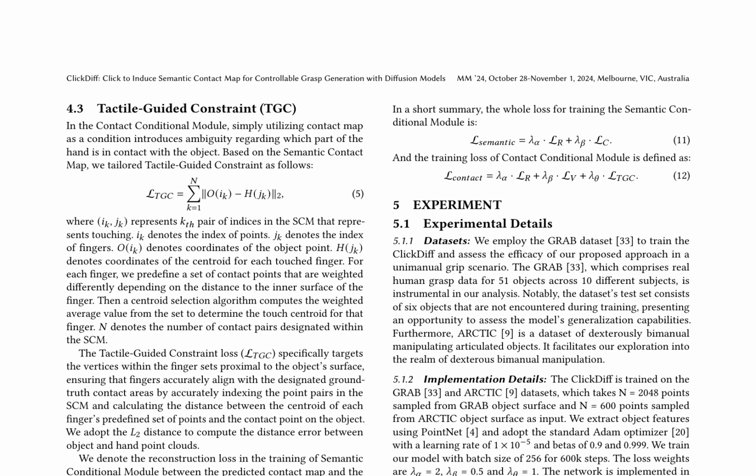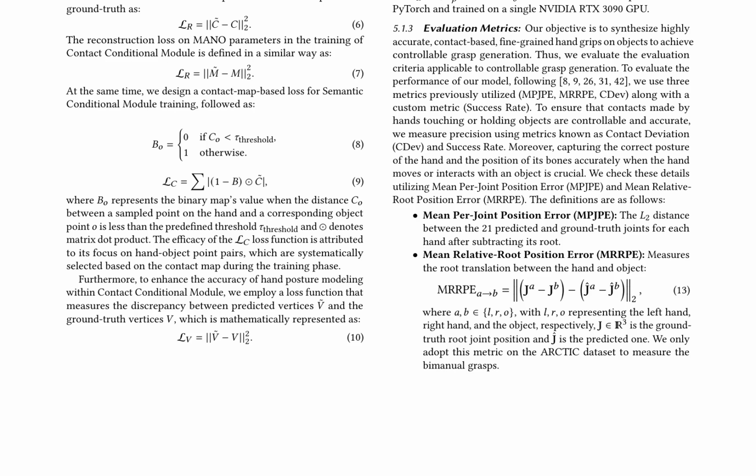The reconstruction loss, L_R, is used to train the Semantic Conditional Module and Contact Conditional Module, with the goal of minimizing the difference between predicted and ground truth contact maps and monoparameters. Additionally, a contact map-based loss, L_C, is designed for the Semantic Conditional Module training, focusing on hand-object point pairs systematically selected based on the contact map. The efficacy of L_C is attributed to its emphasis on these point pairs.